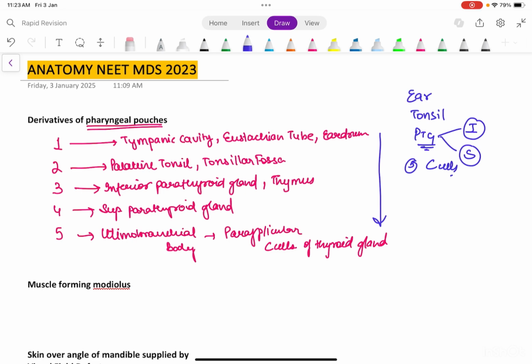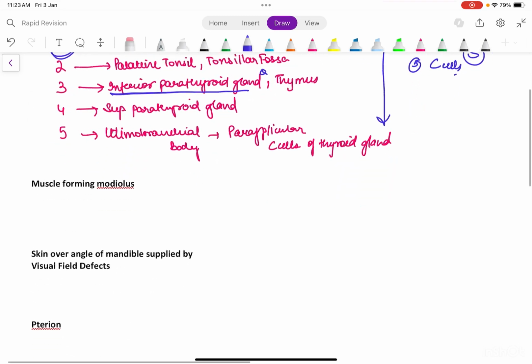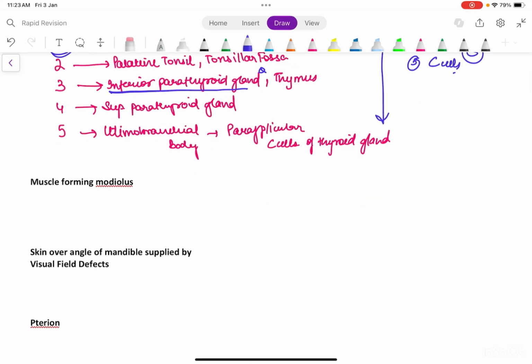Okay, so this is what came. The first question was: the inferior parathyroid is the derivative of which pharyngeal pouch, 1, 2, 3, 4? Then you know that it is 3. Then the second question was: which of the following is a derivative of the first? In that, one of the options was the eustachian tube, also known as the auditory tube. Then the next question was on the muscles which form the modiolus.